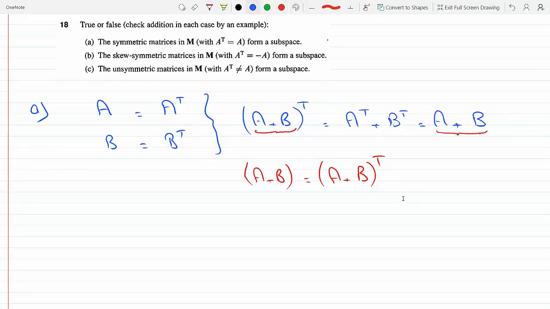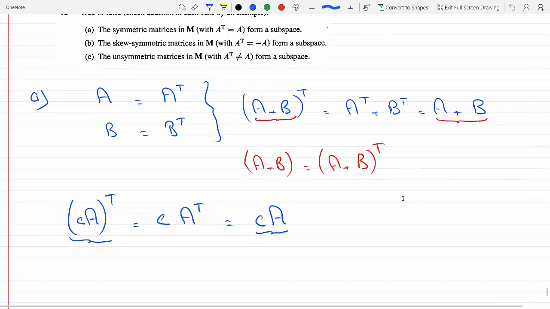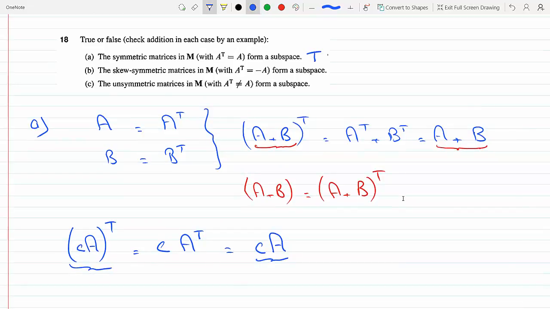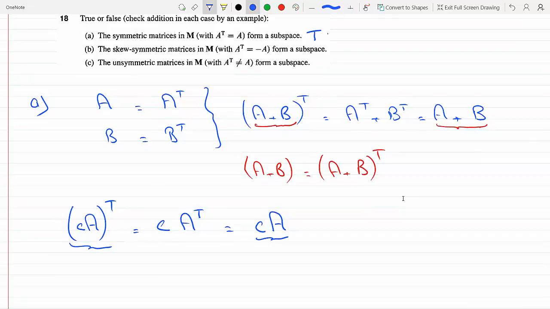Okay, let's do scalar multiplication now. If I were to take a symmetric matrix A and multiply it by C, and we take the transpose of this, this is the same thing as C A transpose, right? Because C is a scalar. But A transpose equals A, so that means C A. Well, this is a matrix that is equal to its transpose, so again I'm closed under scalar multiplication. Therefore the answer to A is true, and symmetric matrices indeed form a subspace.